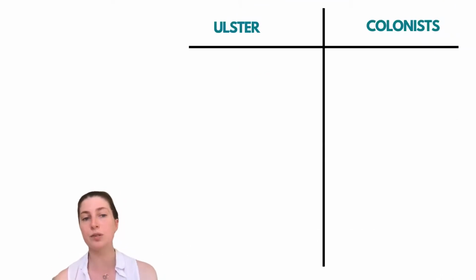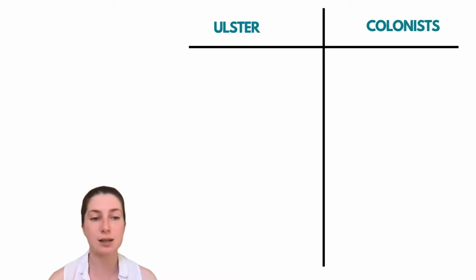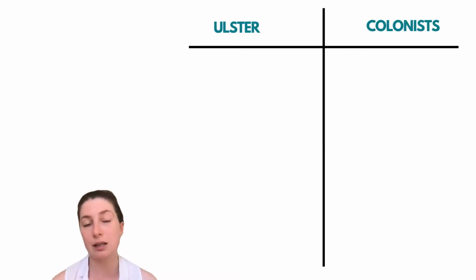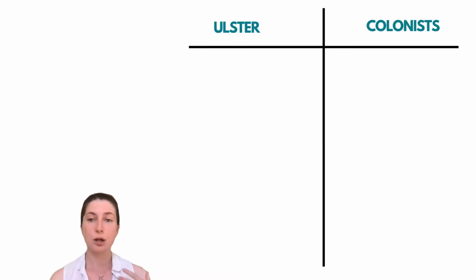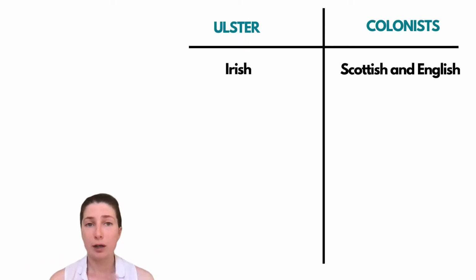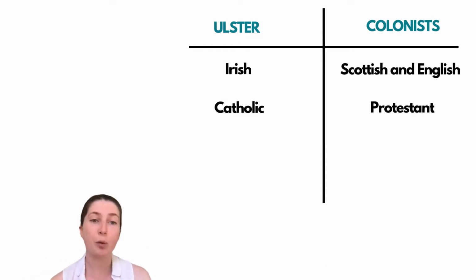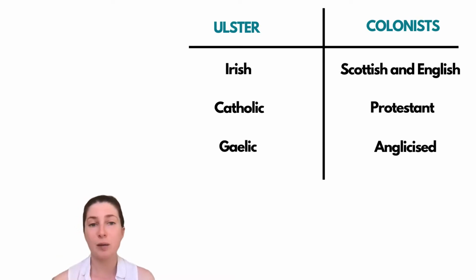The problem was that the plantations and the English were very different in many areas from the people living there. This caused not only resentment and frustration, but also a clash of culture. People living in Ulster at the time were Irish, and the colonists who were sent over were most notably Scottish and English. The Ulster people were predominantly Catholic, whereas the colonists were Protestant, and the Ulster people were Gaelic, whereas the colonists had been anglicized.